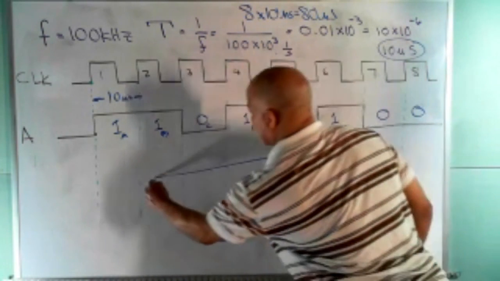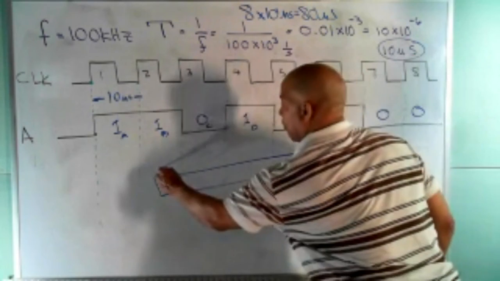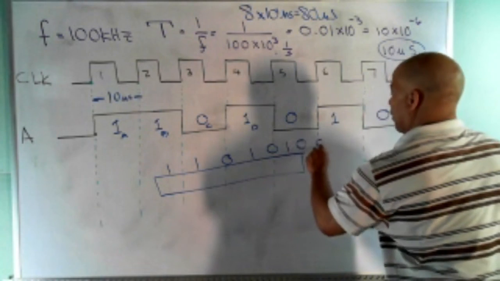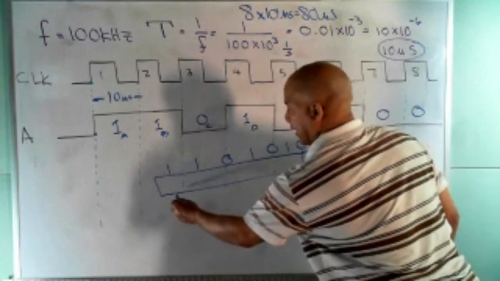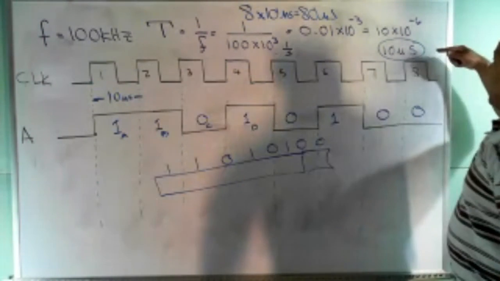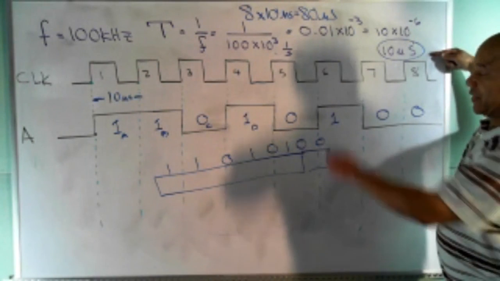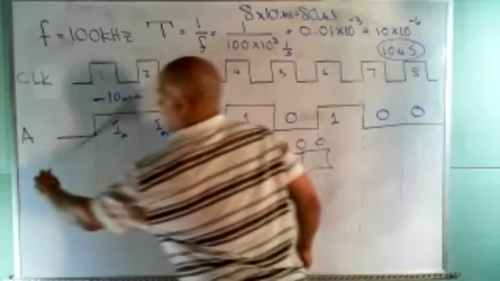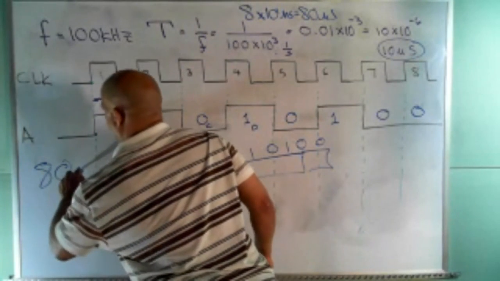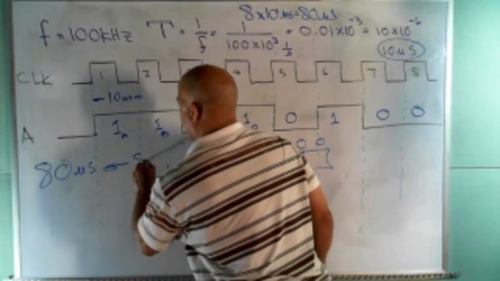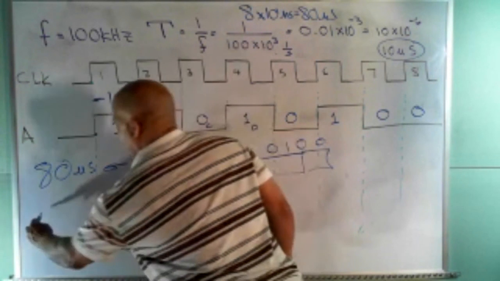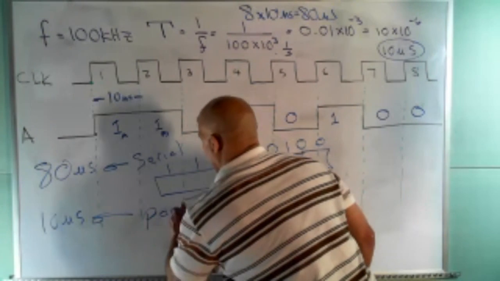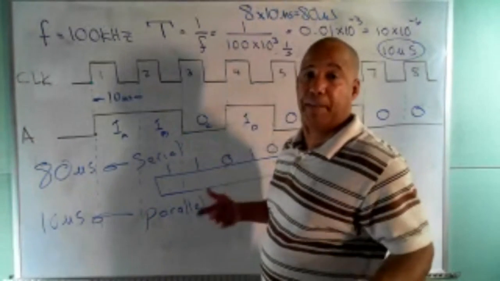I've got all those bits: a 1, a 1, a 0, a 1, a 0, a 1, a 0, and a 0. I've got all those bits just sitting there inside this register, and in the 10 microseconds, they can move through just on the first click of the clock. So for an answer, 80 microseconds if I do it in serial, but only 10 microseconds if I do it in parallel. Whatever you do in parallel is always equal to 1 bit time.